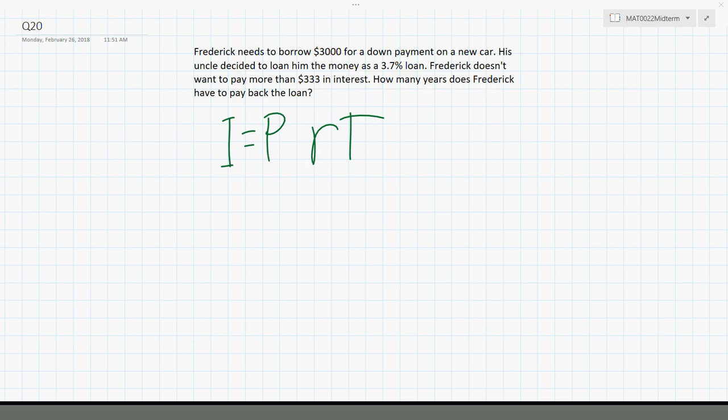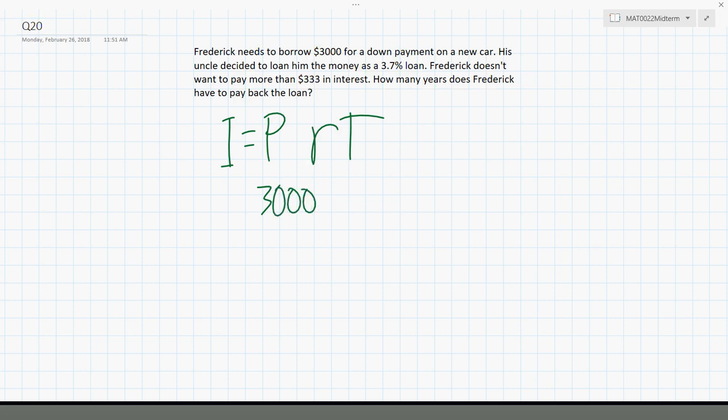Okay, so let's see this. Frederick needs to borrow $3,000 for a down payment on his new car. So he's borrowing that much, right? Is that his principal or is that his interest? Principal. Okay, we'll go with principal. It's not too hard of a guess because we know exactly what time's going to be and we know the rate's got to be 1%. So these are the only two that we could get wrong. So 50-50 shot, right?